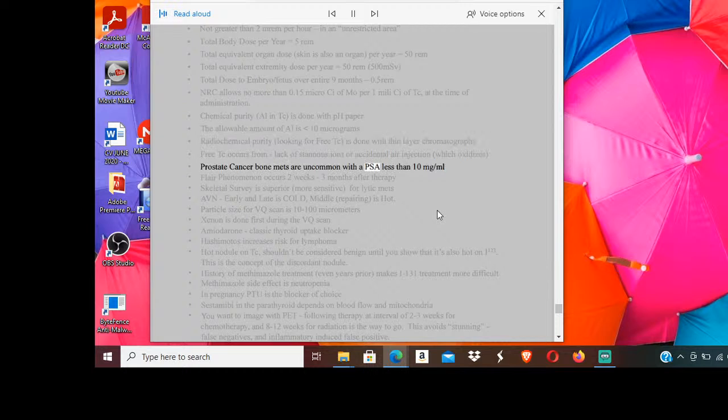Prostate cancer bone mets are uncommon with a PSA less than 10 ng/ml. Flare phenomenon occurs 2 weeks to 3 months after therapy. Skeletal survey is superior, more sensitive, for lytic mets. AVN: early and late is cold; middle, repairing, is hot. Particle size for VQ scan is 10 to 100 micrometers. Xenon is done first during the VQ scan. Amiodarone, classic thyroid uptake blocker.